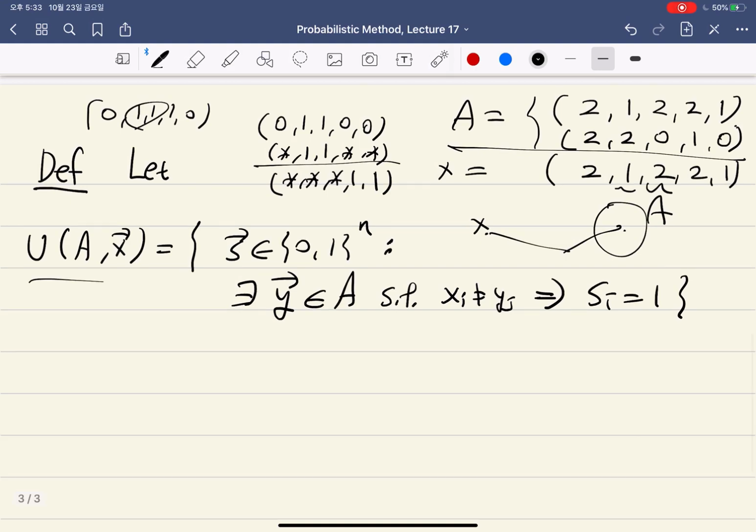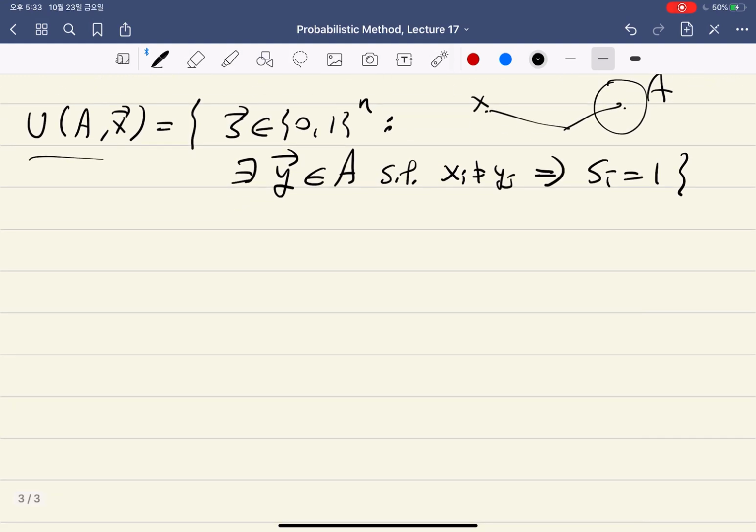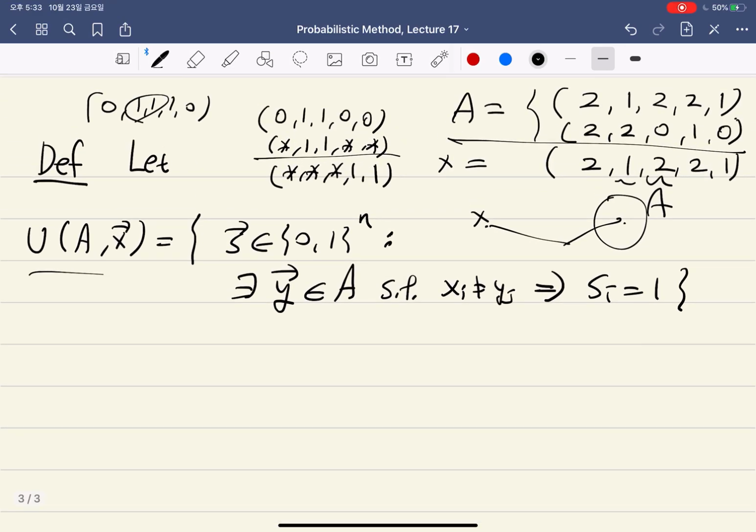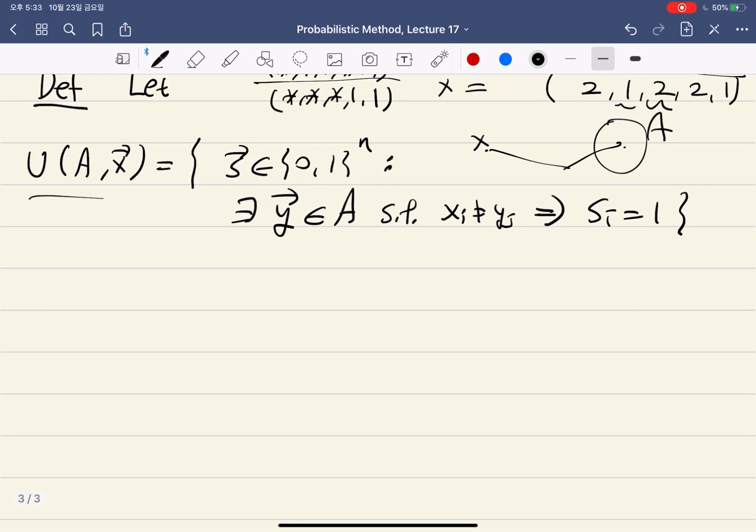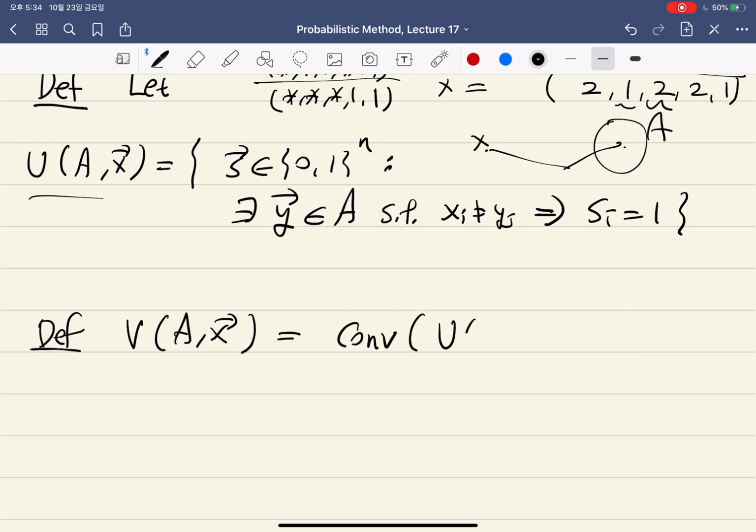So using this, we can prove the following. Before explaining what the following is, let's define, say, V of A, X, B, the convex hull of U of A, X.